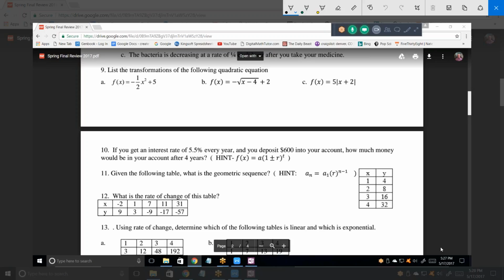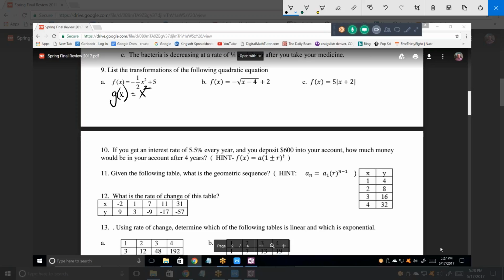First of all, tell me what the parent function is. The parent function is f of x equals x squared plus 5. Nope, just x squared. Plus 5 is a transformation. The minus sign is a transformation, and the 1/2 is a transformation. But everything else is the parent function. Now, I don't call it f of x because f of x is the transformed function. So I call it g of x.